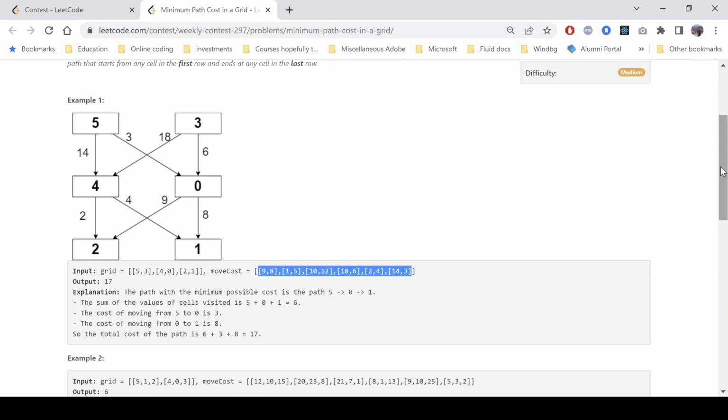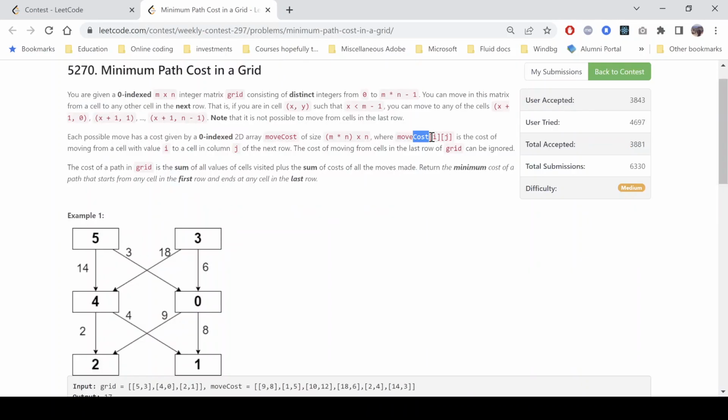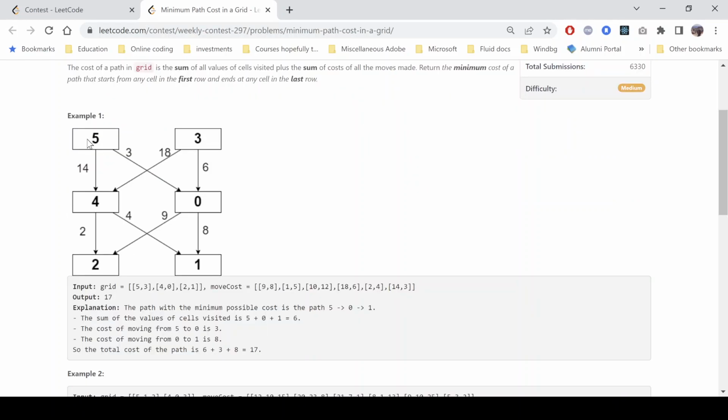It says that the value present at i, j is the cost of moving from a cell with value i to a cell in column j of the next row. For example, suppose we want to move from 5 to 4. Now, i will be 5 here because the value present here is 5 and we are moving to the 0th index of the next row. So that means the cost will be present at 5, 0. So if we move to 5, 0, counting 0, 1, 2, 3, 4, 5, this is 5 and this is 0. So the cost will be 14.